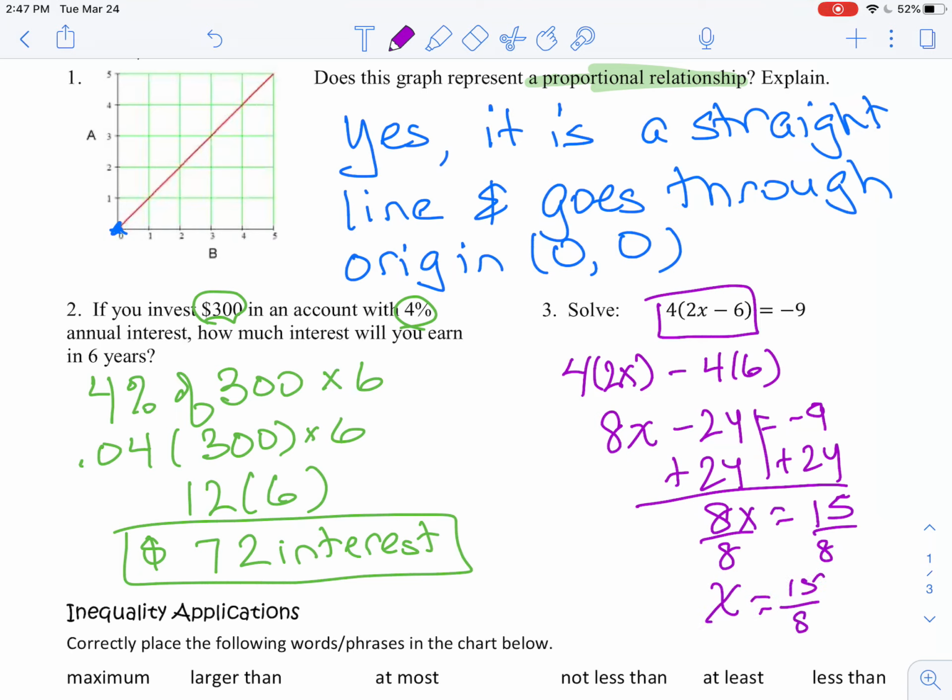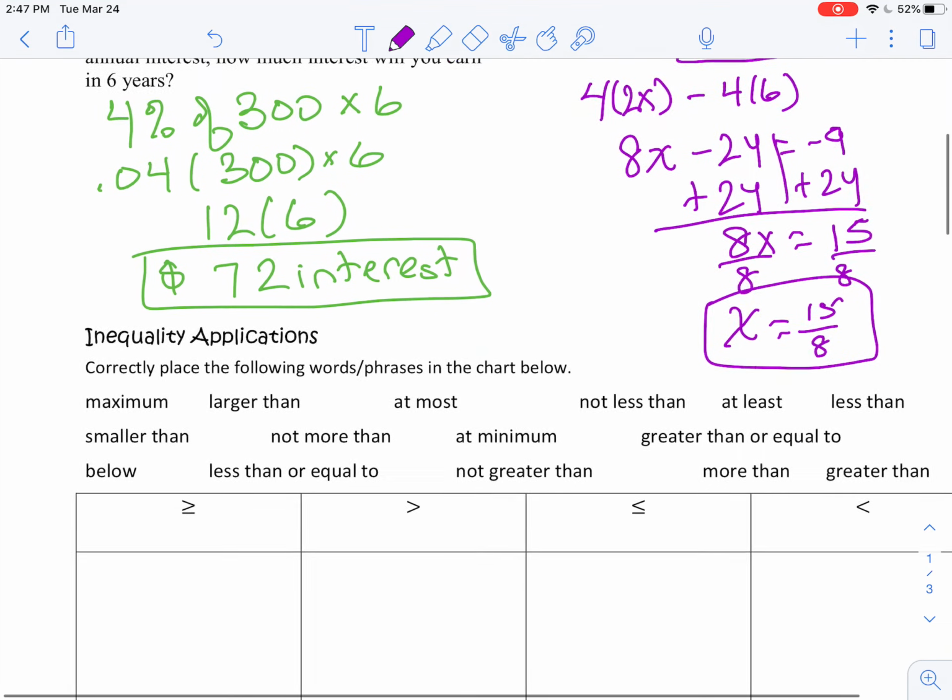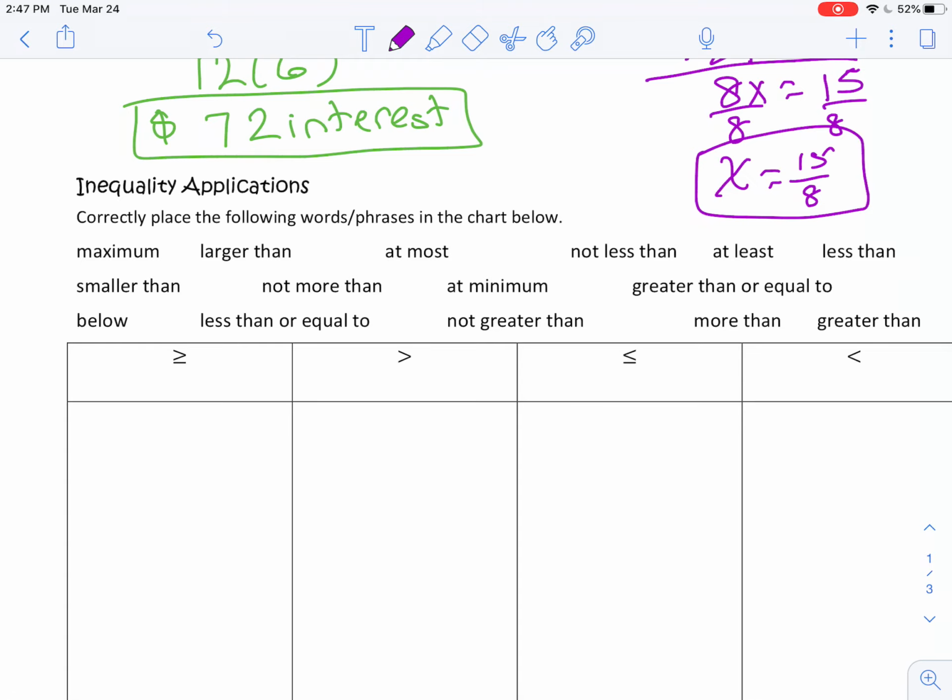I thought I did something wrong there for a minute. And we get an answer of 15/8. And we do not need to change that to a mixed number because we're in 7th grade now and it's already simplified.